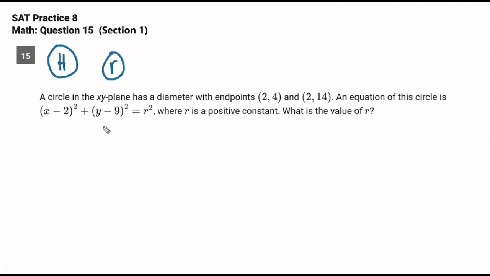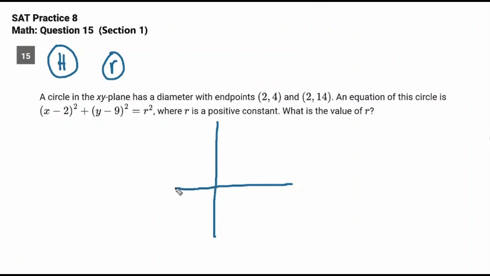Alright, this is the circle formula. It's not in the SAT formulas box. You do not need it for this problem. You only need to know that r is the radius. Just draw this thing out, man.